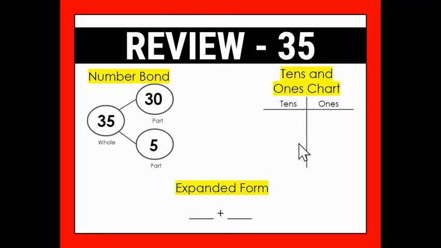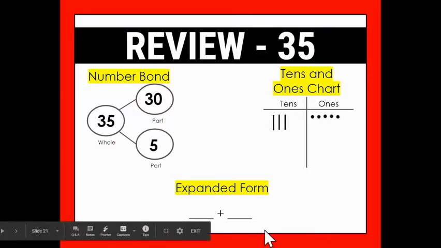Next, let's look at our tens and ones chart like you were drawing it. If you're going to draw your tens and ones chart, you need to look at the tens first. There are 3 tens. So you're going to draw 3 lines, 10, 20, 30. Then you're going to draw your ones. There's 5 ones. So remember, ones are just little circles. 1, 2, 3, 4, 5.